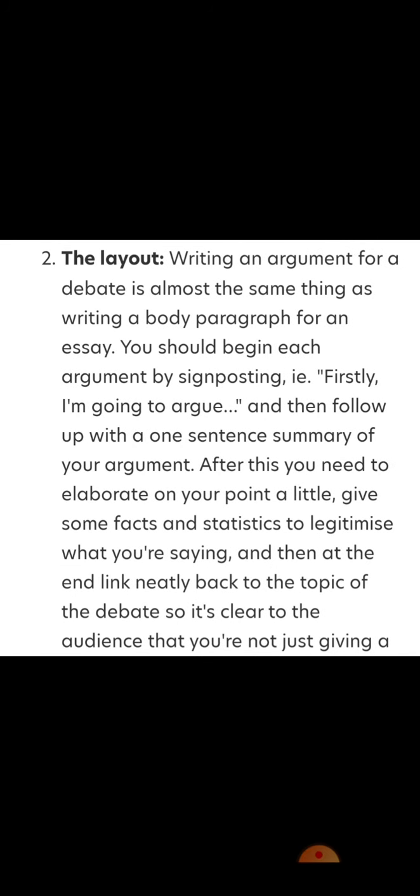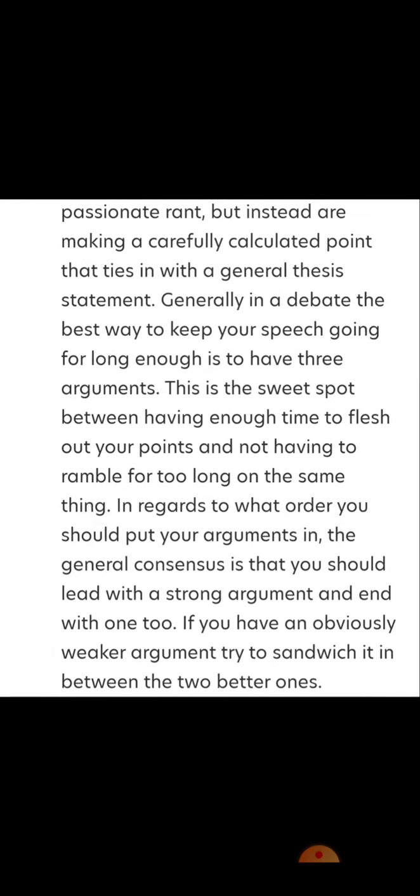Then the layout. Writing an argument for a debate is almost the same thing as writing a body paragraph for an essay. So you should begin like this: Firstly, I am going to argue, and then follow with a one sentence summary of your argument. After this, you need to elaborate on your point a little. Give some facts and statistics to legitimize what you are saying, and then at the end, link neatly back to the topic of the debate. So it's clear to the audience that you are not just giving a passionate rant, but instead making a carefully calculated point that ties in with the general thesis statement.